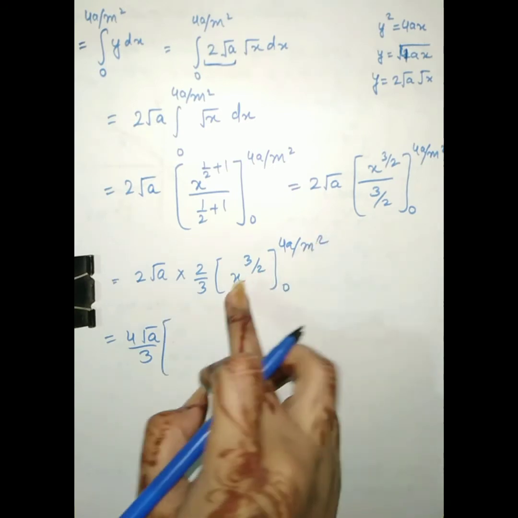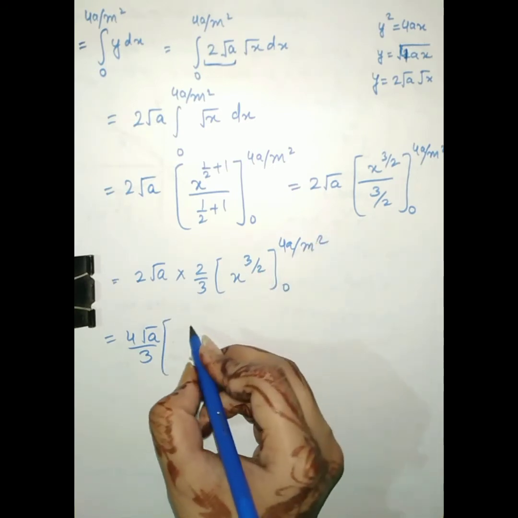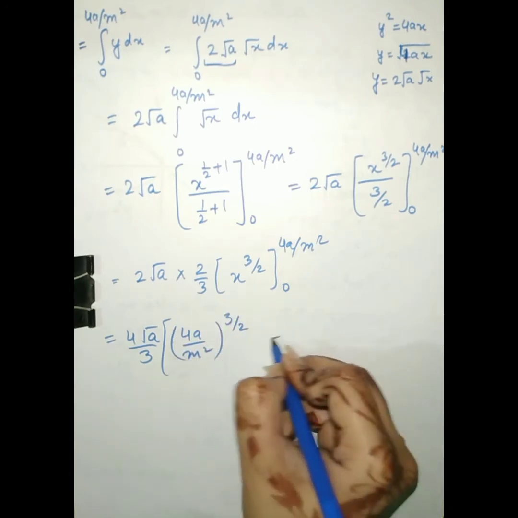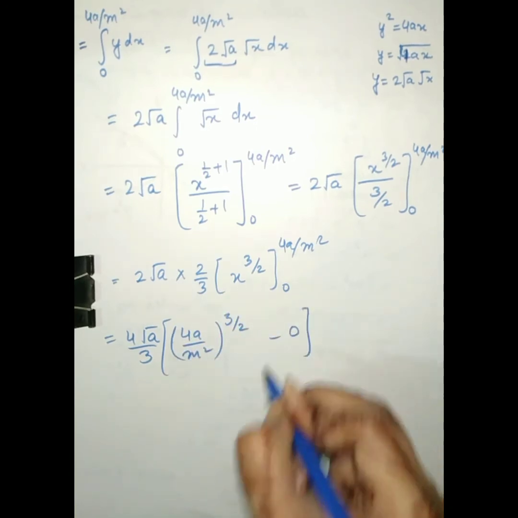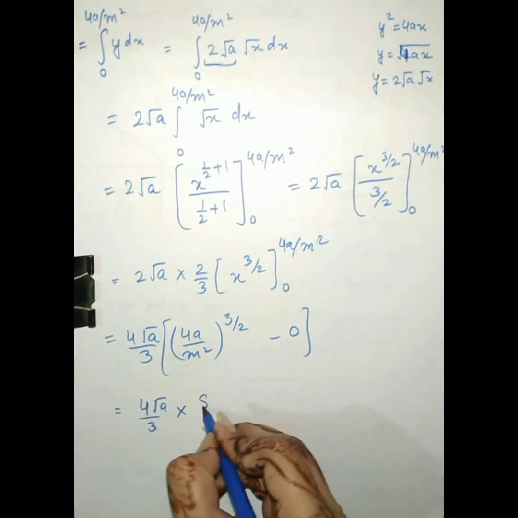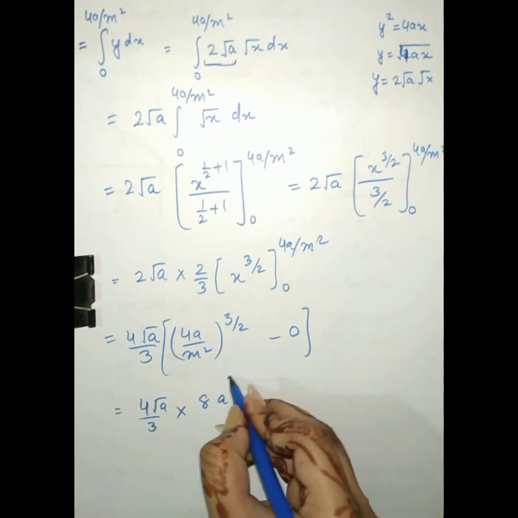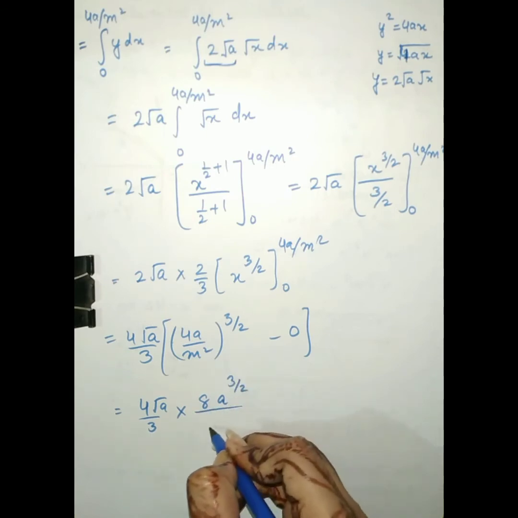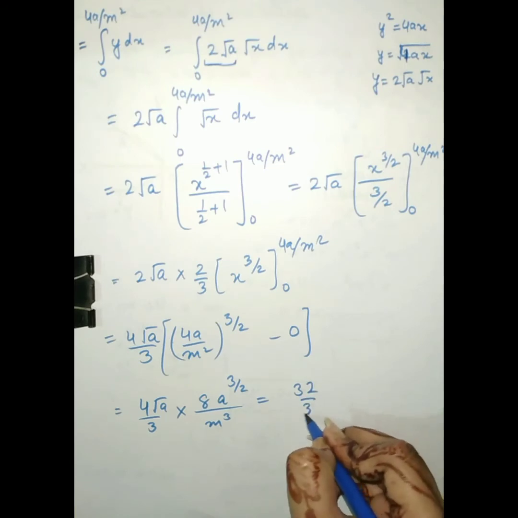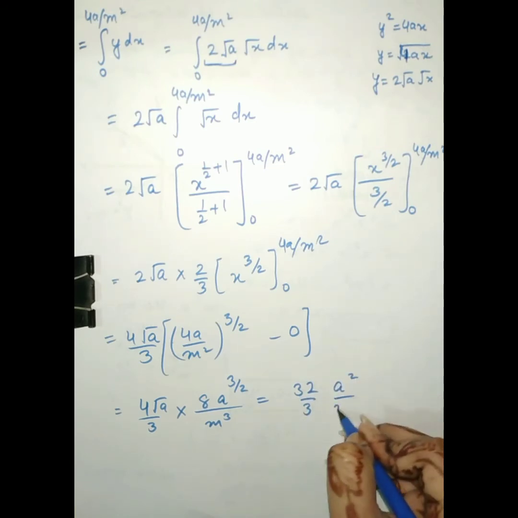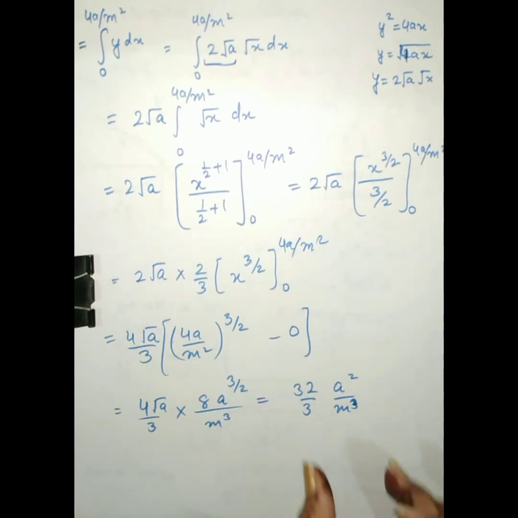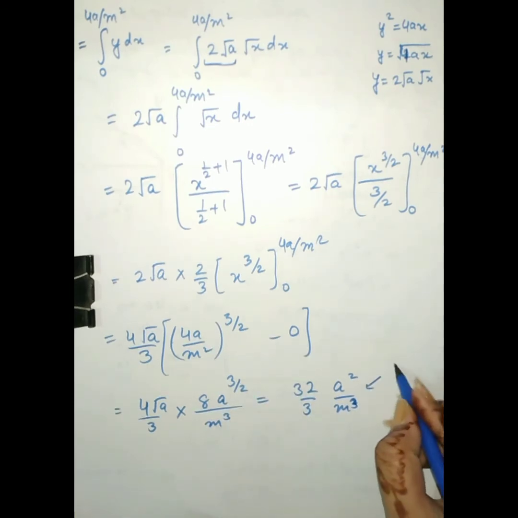Now we have to put the upper limit, that means 4a upon m square raised to the power 3 by 2, minus the lower limit, that means 0. So it will become 4 root a upon 3 into 8 a raised to the power 3 by 2 upon m cube. That means it will become 32 upon 3 a square upon m cube. So this is the area which is bounded by the curve.